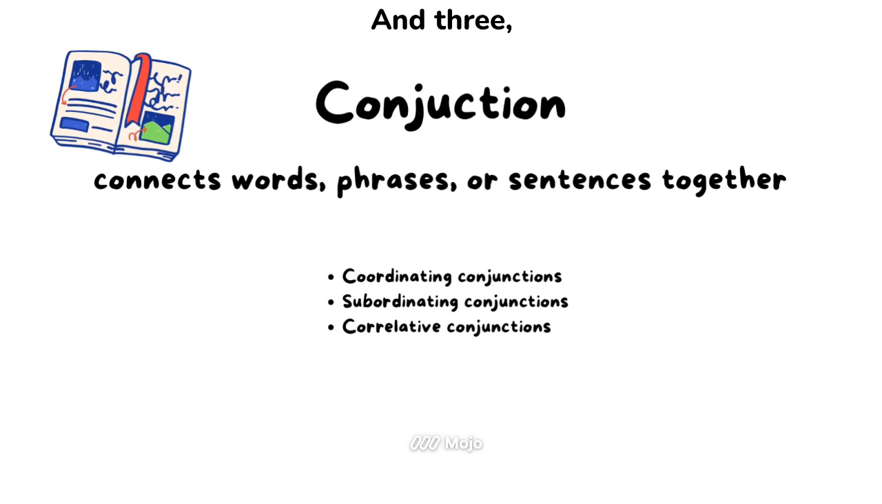And three, correlative conjunctions always come in pairs. For example, either or and neither nor. For example, neither you study nor I fail.